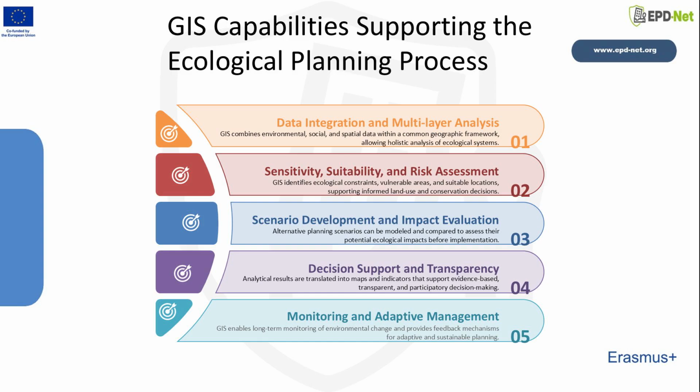Sensitivity, suitability, and risk assessment. Sensitivity, suitability, and risk assessments in ecological planning aim to scientifically identify environmental constraints, vulnerabilities, and land use limitations of natural systems. Within this framework, during the regional inventory and analysis and local inventory and analysis stages, GIS evaluates multiple environmental layers together to determine areas that should be protected, areas exposed to risk, and locations suitable for different land uses.